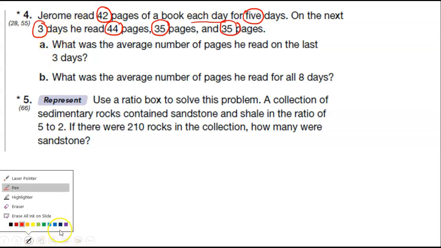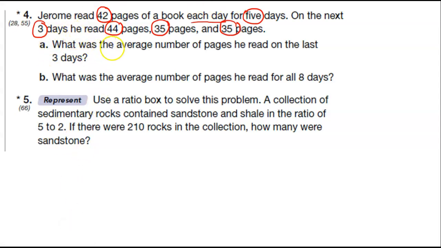So let me change colors. A says, what was the average number of pages he read on the last 3 days? Okay, so we know that average is equal to the sum over how many. So we're going to take the sum, 44 plus 35 plus 35 over 3 to get your answer.